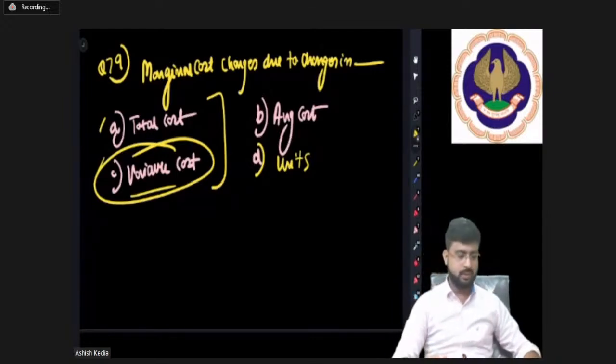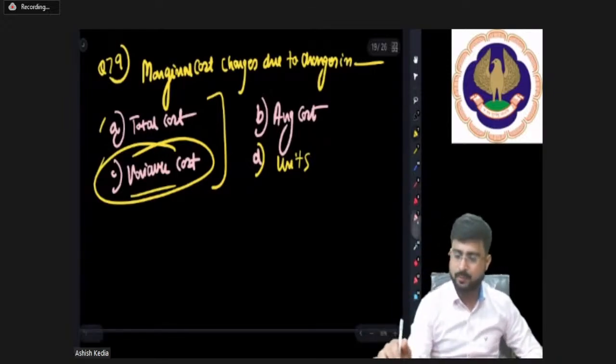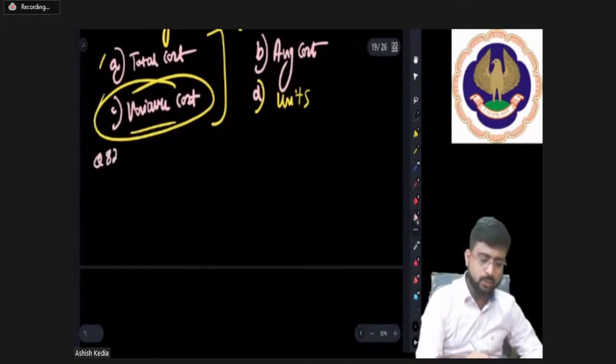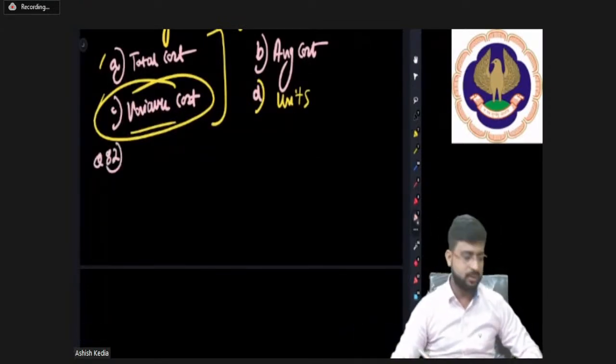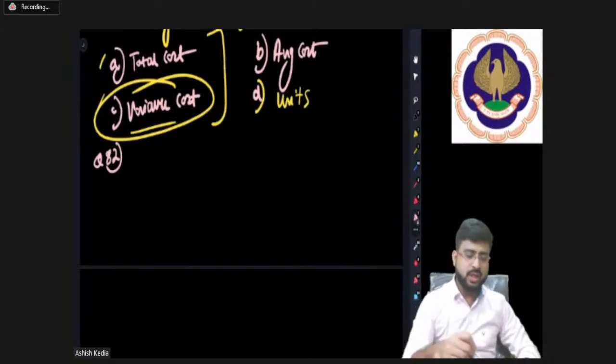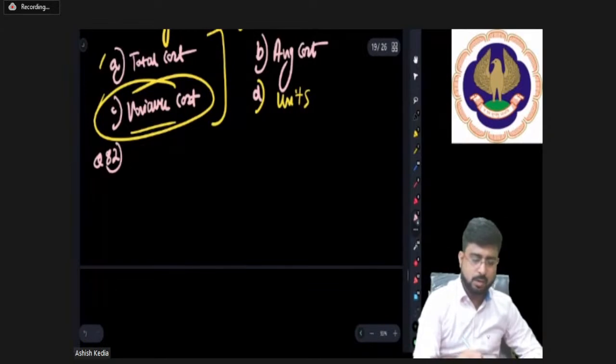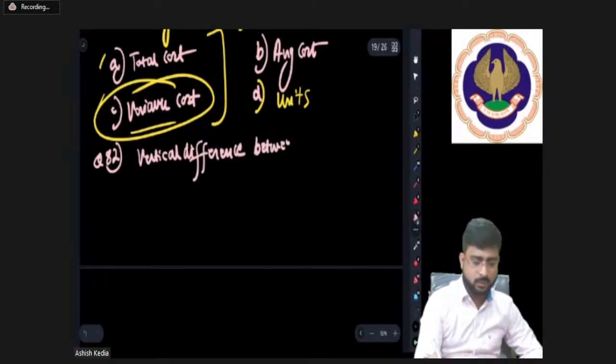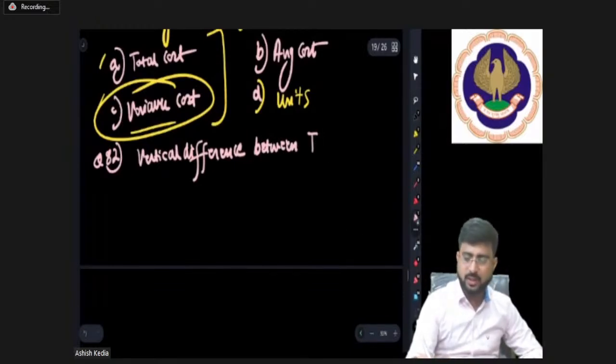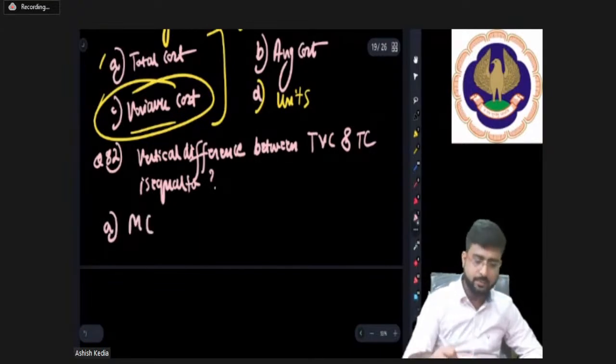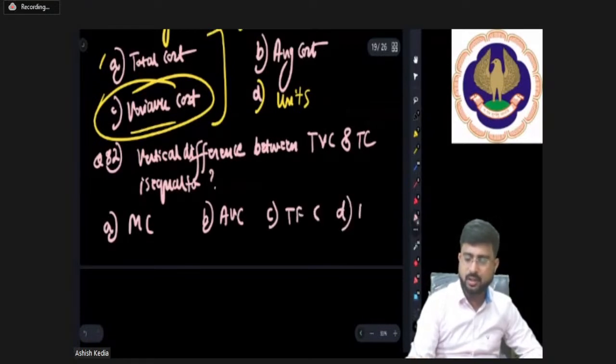Okay, sir, we got it, sir. Moving on. Pay attention, everyone. Question number 82. Have a look, guys, in the institute's material itself. Vertical difference between TVC and TC is equal to option A, MC, B, AVC, C, TFC, D, none.